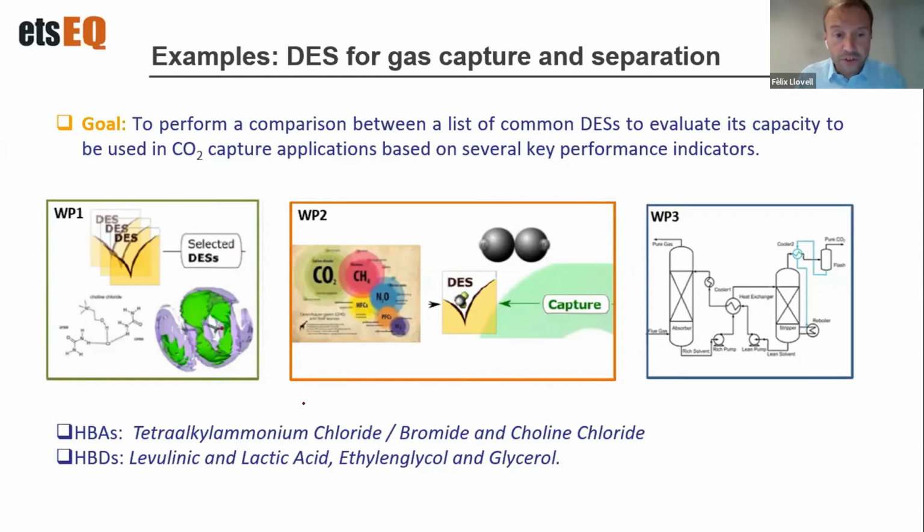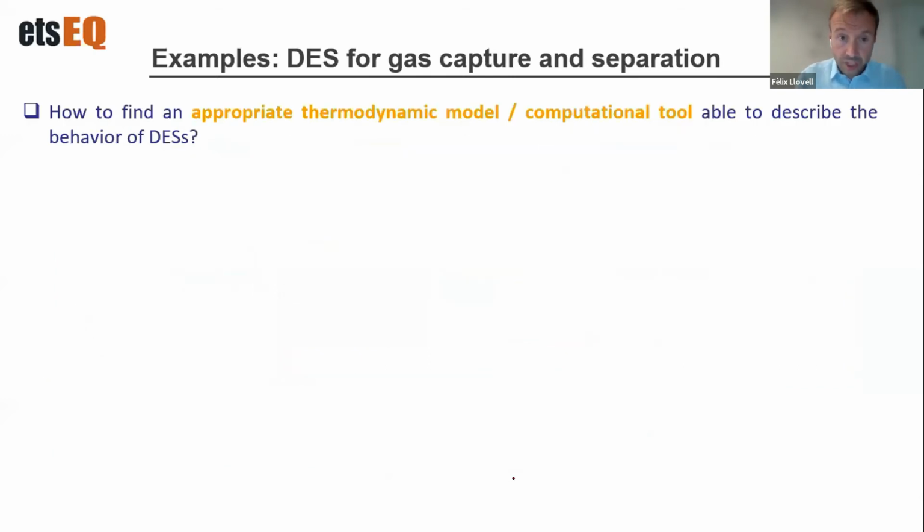Here we did a first study based on 3 hydrogen bond acceptors, 3 salts: two ammonium salts based on chloride and bromide, and also choline chloride as the most famous salt, and different hydrogen bond donors: 2 carboxylic acids, levulinic and lactic acid, and 2 glycols, ethylene glycol and glycerol. So the first question is, can we find an appropriate thermodynamic model to describe the behavior of this?